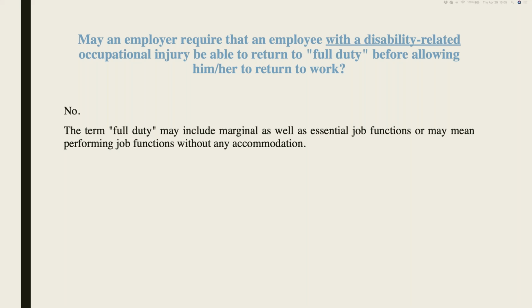Simply put, we don't want a blanket standard and practice within the workplace of requiring full releases, even though they're getting, arguably, their full pay and benefits.